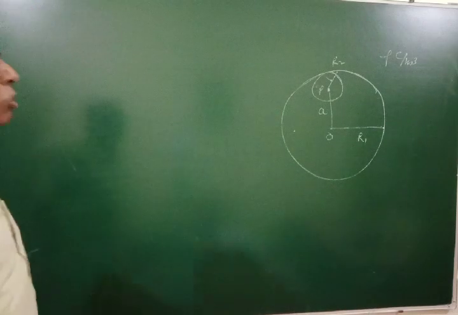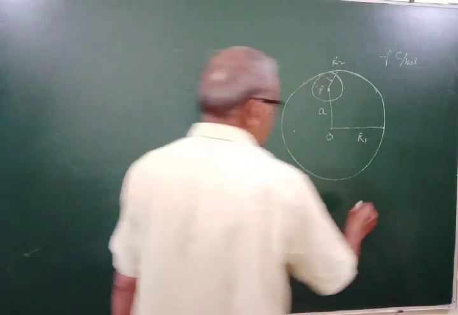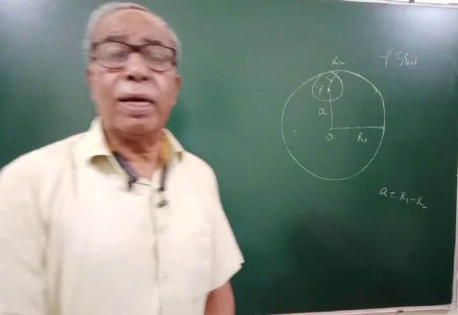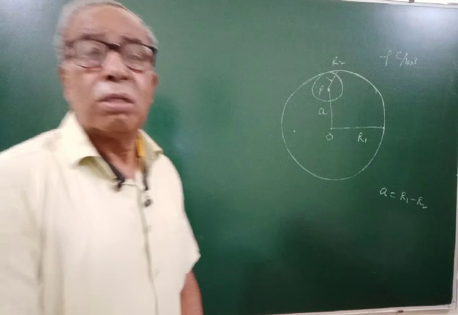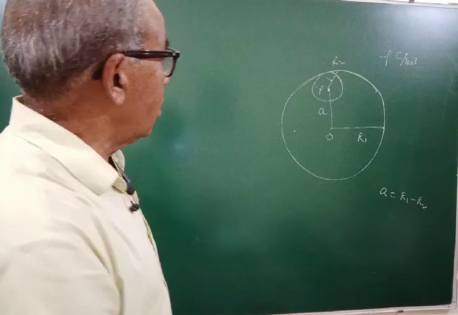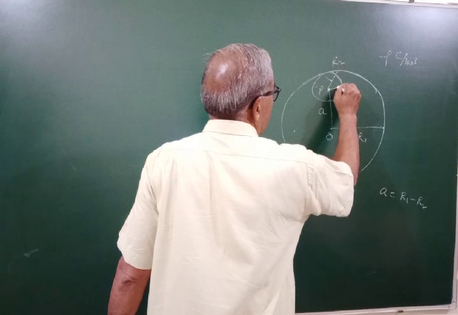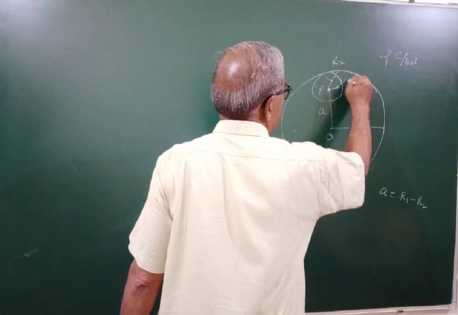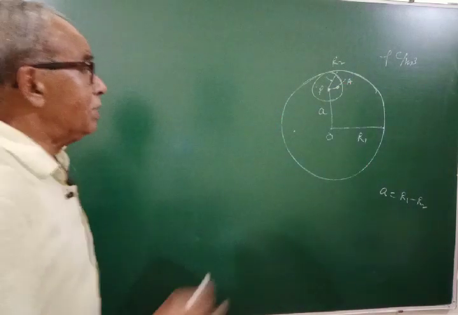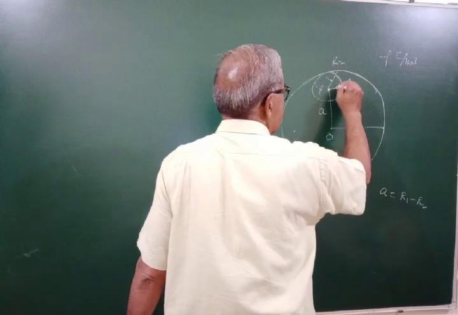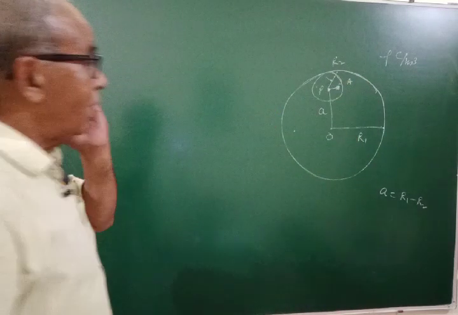Here A is equal to R1 minus R2. I think the diagram is clear. So you are asked the electric field at point A, which is inside the cavity. So what is the electric field at this point?